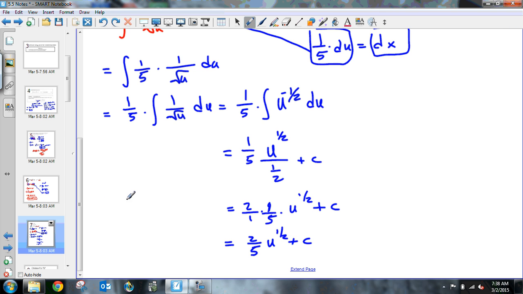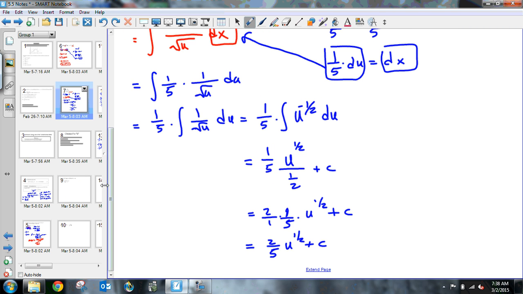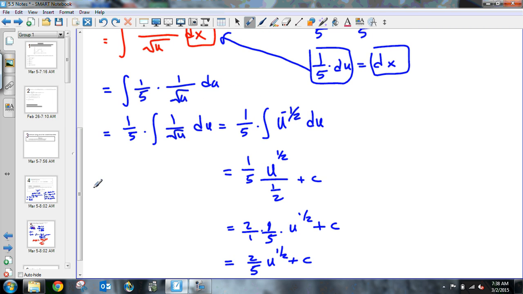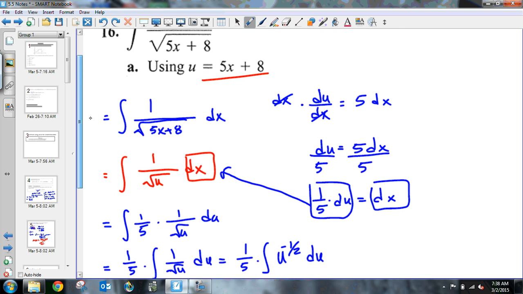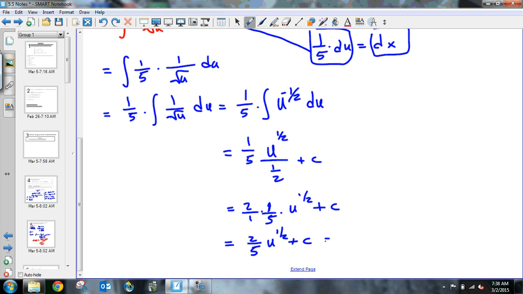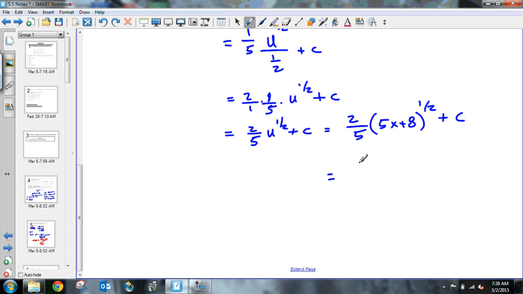And then u was what? 5x plus 8? Let me just check. 5x plus 8. So let me plug that in, and so our antiderivative is 2/5 times the quantity 5x plus 8, all raised to the 1/2 power plus c. You could also write this as 2/5 times the square root of 5x plus 8 plus c.